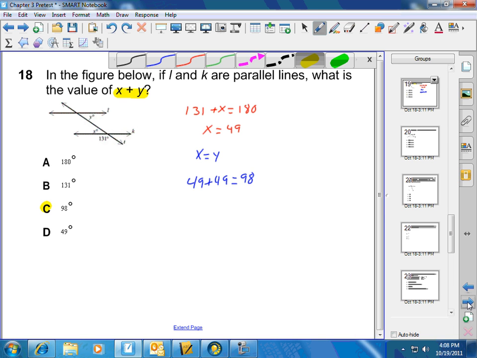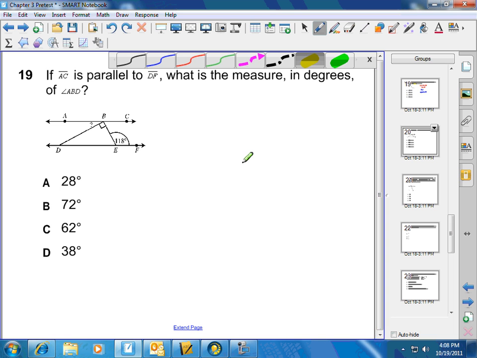And then some people also had trouble with number 19. If segment AC is parallel to segment DF, what is the measure in degrees of angle ABD? Okay, this angle right here. When we look at this angle, it's 118 degrees. This here is a transversal.